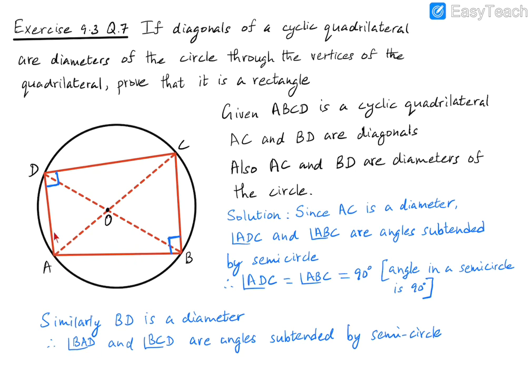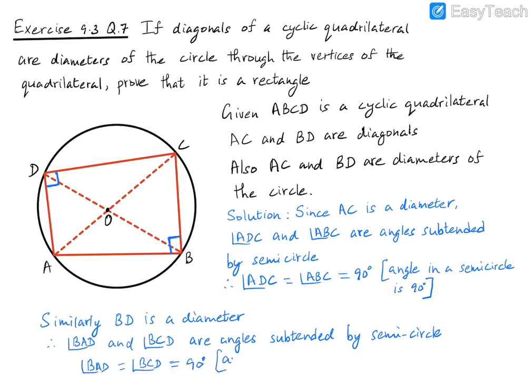BAD, this angle here, is the angle subtended by the semicircle, which is this arc here. And similarly, angle BCD, which is this angle over here, is also an angle subtended by this semicircle. And we know from our theorem that the angle subtended in a semicircle is 90 degrees. So therefore, angle BAD and angle BCD are both equal to 90 degrees because they are both angles in a semicircle.